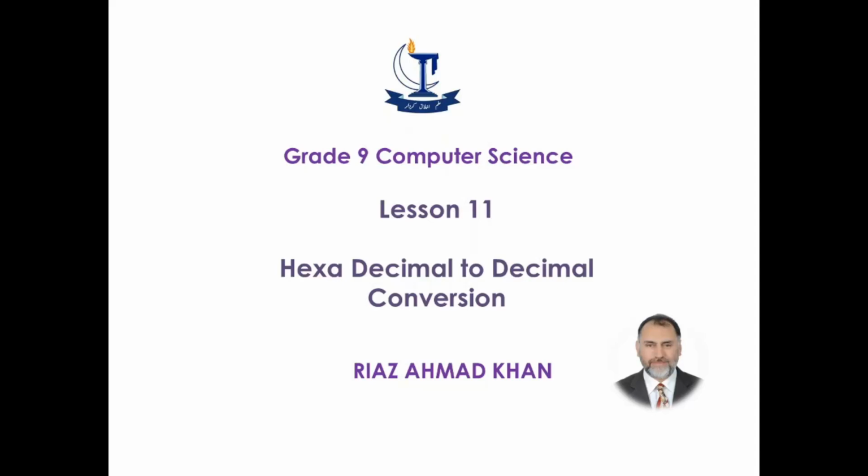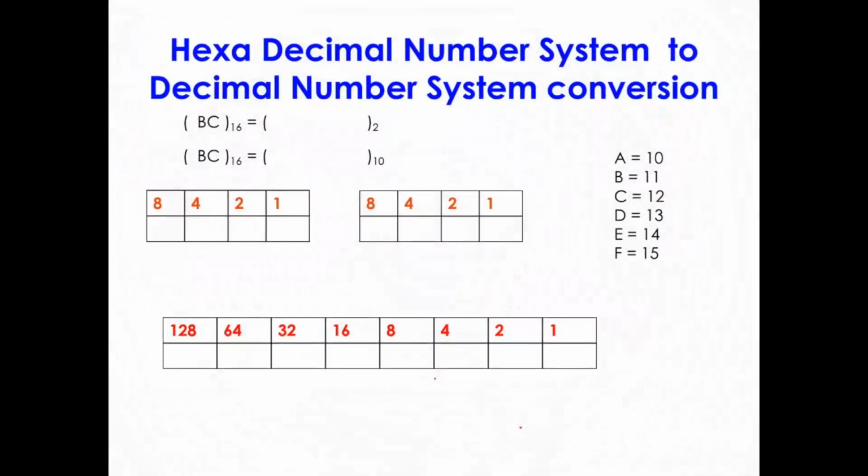This lesson is about hexadecimal to decimal conversion. Let's start. So we have a number in hexa, that is base 16, and we want to convert it into decimal. So how do we do it? Let's start.